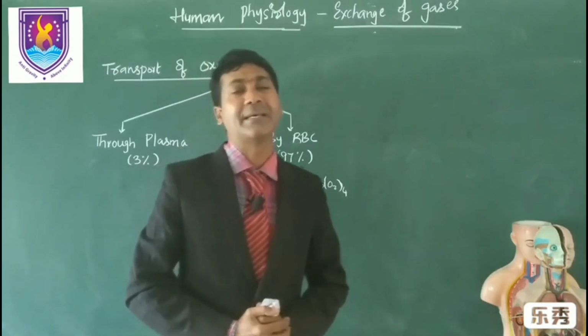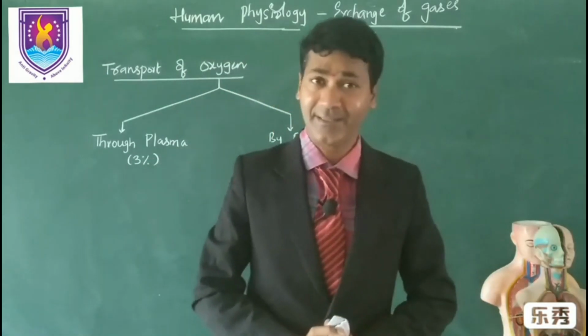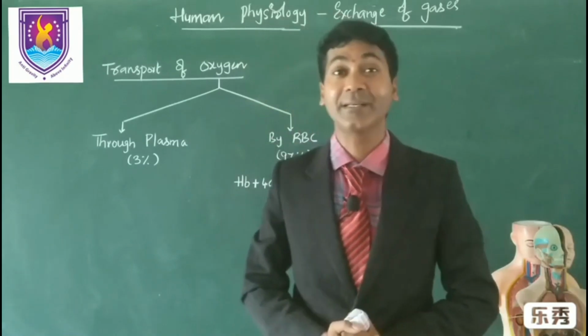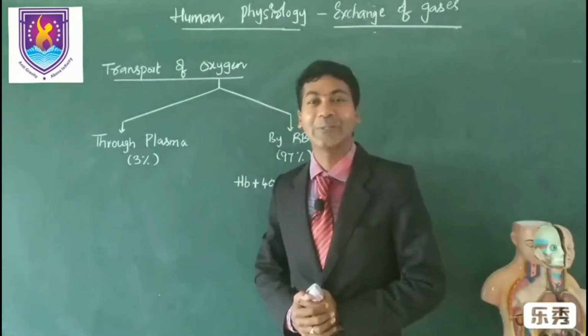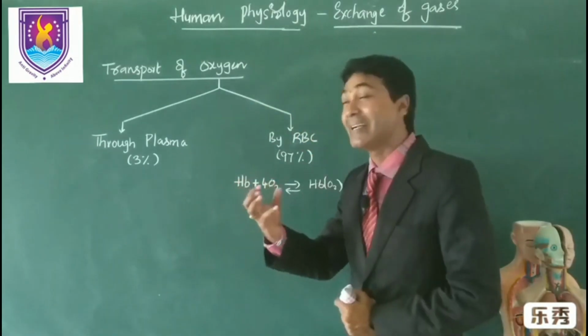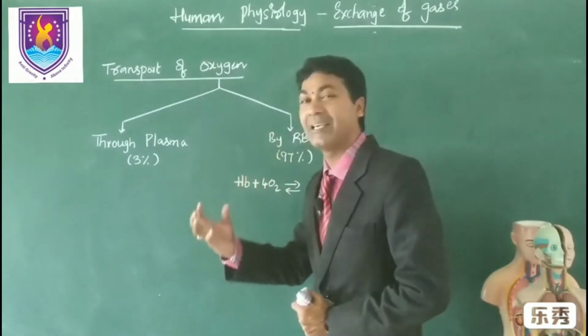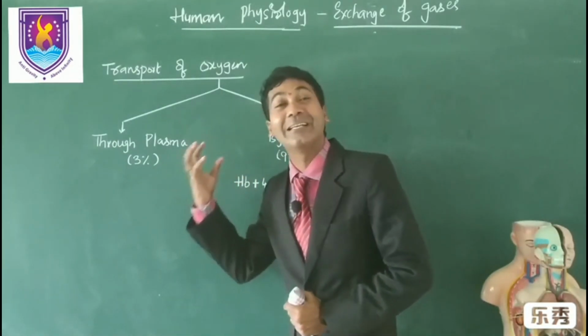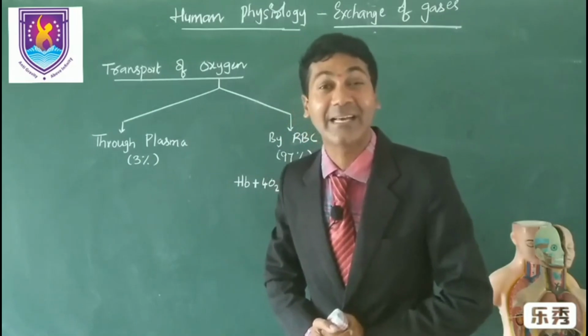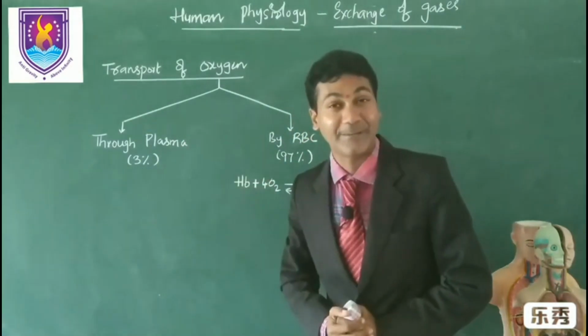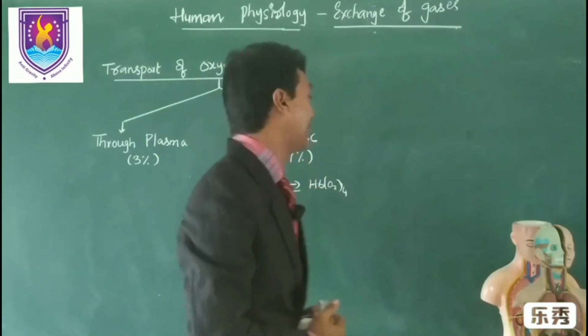My dear students, oxygen dissolves in water, right? Plasma has water in a larger quantity, so the oxygen dissolves in plasma quickly. 3% of dissolved state oxygen is transported through the plasma. And the second one, red blood cells.